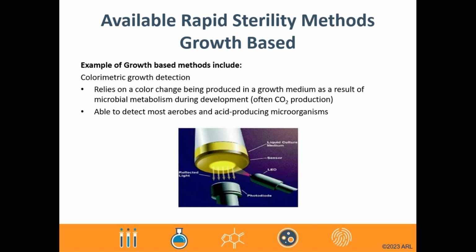A second type of growth-based rapid sterility methodology that I'll be discussing is that of colorimetric growth detection. This detection method relies on a color change being produced either in test media or other assay materials as a result of microbial metabolism during their growth. Often this really applies specifically to CO2 production. This can limit the range of microorganisms that can be detected by this method based on their specific metabolisms. Systems are currently available which are able to detect most aerobic organisms as well as certain acid-producing microorganisms such as lactobacilli and yeasts.